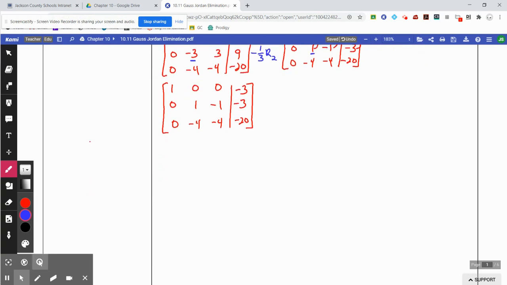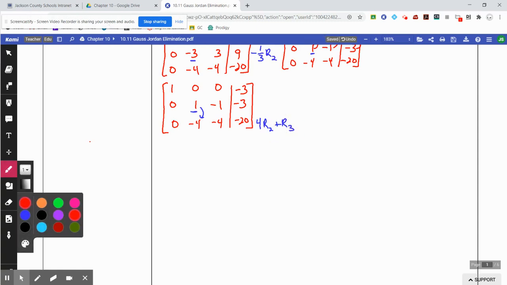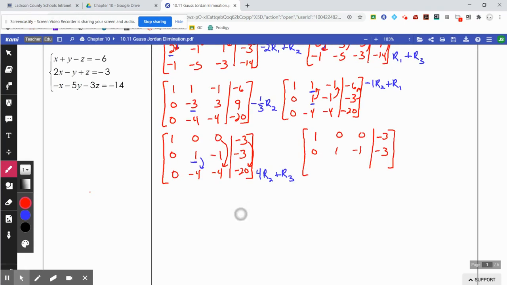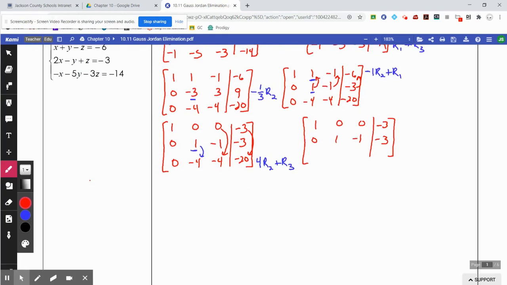Okay, next up, we're going to use that exact same 1, and we're going to make everything below it a 0. So we're going to multiply 4 times that 1 in row 2, and we're going to now add it to row 3. So rows 1 and 2 stay the same. Now row 3 turns into, when you do 4 times 0, add it to 0, stays 0.